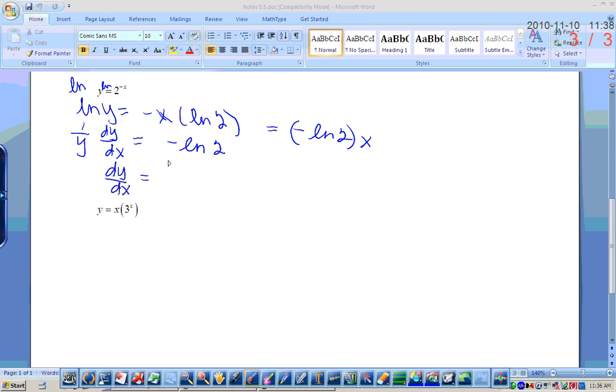All right, so multiply both sides by y, and you get dy dx equals negative ln 2, and y is really 2 to the negative x. All right, so not so bad. You just have to recognize that you have to take the natural log of both sides.